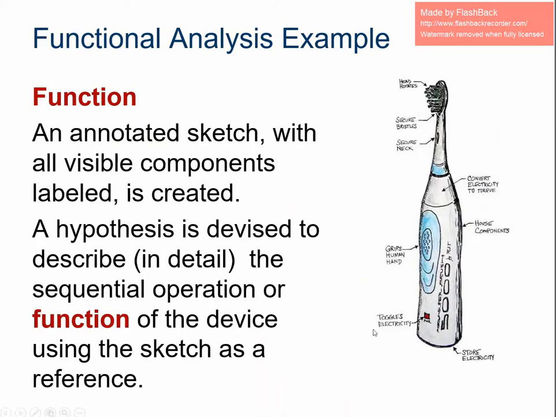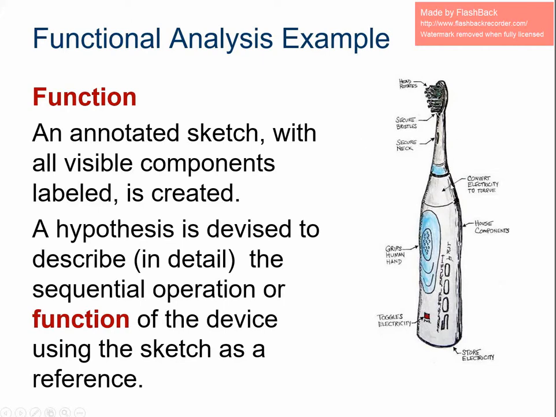So the function. Here's an annotated sketch of probably one of those Crest spin brushes. All the components are listed, and we do a hypothesis of what is the function. So stores electricity. We assume that's what this does. Toggles the electricity. We assume that's what that does. We know that this is a handle grip. We know that this houses something. We know that there's a conversion of electricity to torque here. Remember, torque is a rotational force. And then we have bristles, and this head rotates.